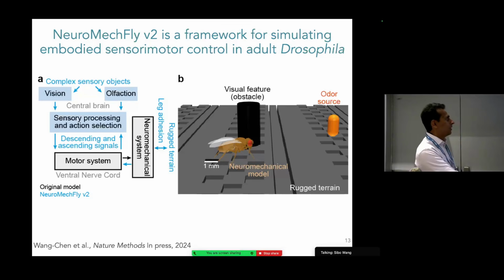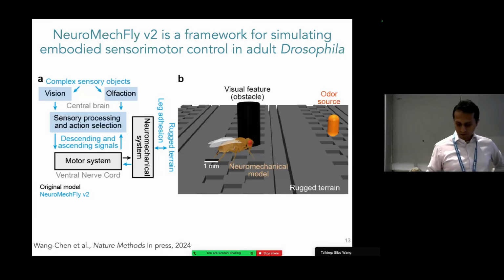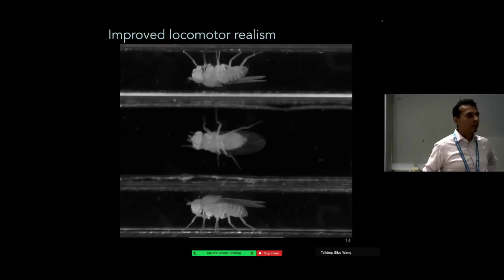This is kind of busy, but effectively what you can see is that we've added vision and olfaction. We've added as well the opportunity of using descending and ascending signals. We've added leg adhesion, the possibility for rugged terrain, as you see here in our new model, and that allowed us to do a variety of different things in terms of exploring mechanisms for neural control.